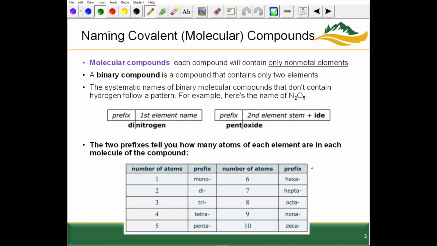Again, all these prefixes are here on this table, so be sure you are getting more familiar with these. And you might have some of them memorized already. It's like a hexagon, for example, a 6-sided shape, so hexa is the prefix for 6.